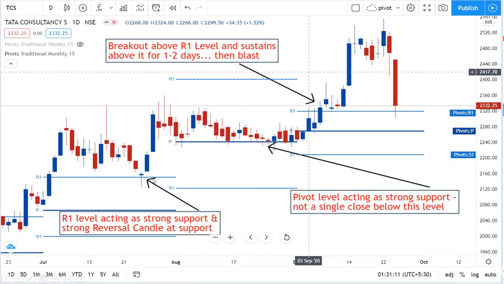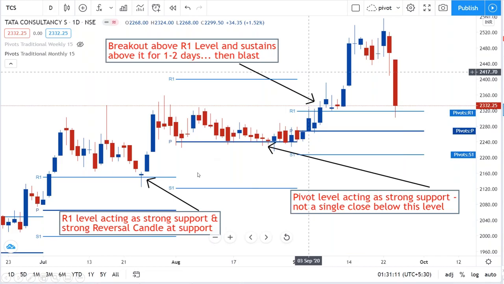Now see here. Now can you see here? This stock is Tata TCS. Now the stock gave a breakout here above R1 and moved, and then it corrected and again tested the R1 level. We can see here it formed a hammer kind of pattern on R1. Can we see it taking support at the R1 level? So R1 level is acting as a strong support.